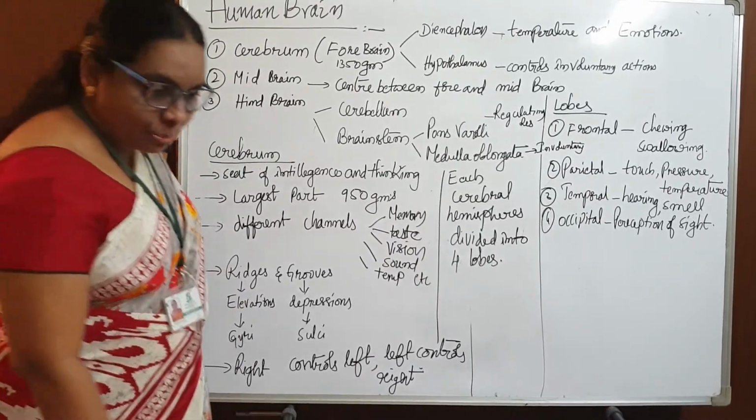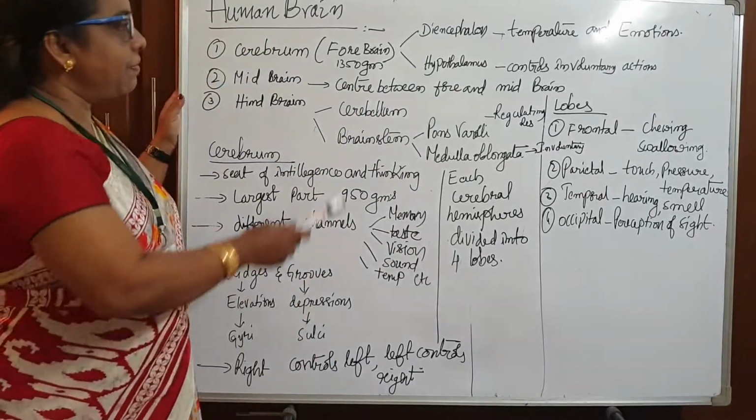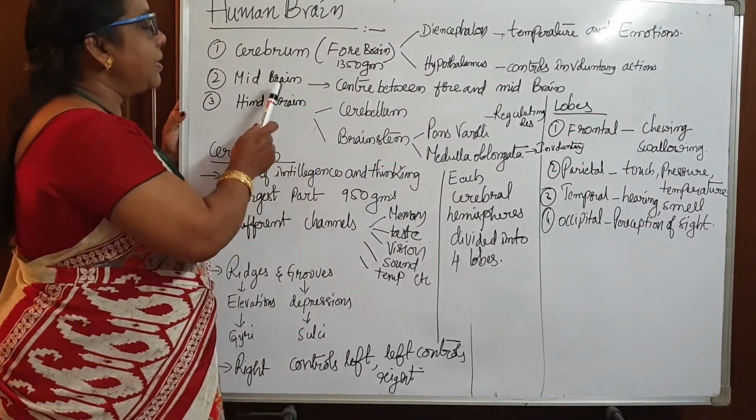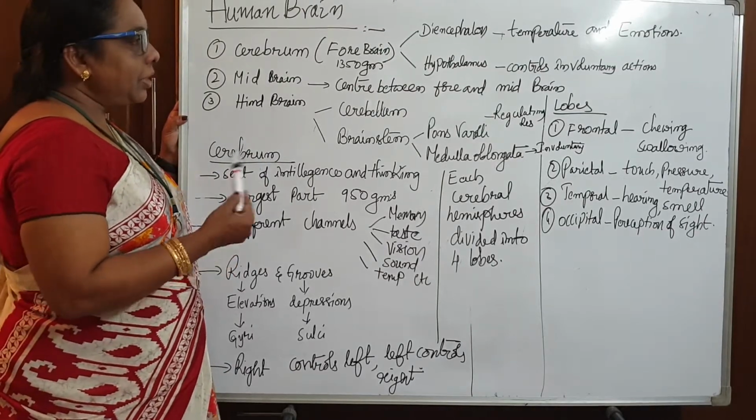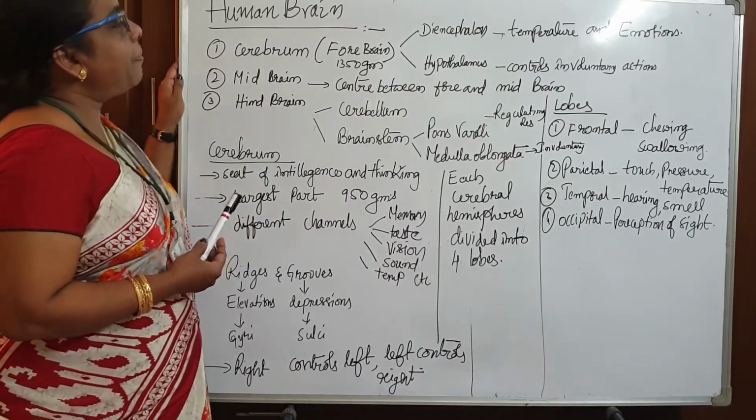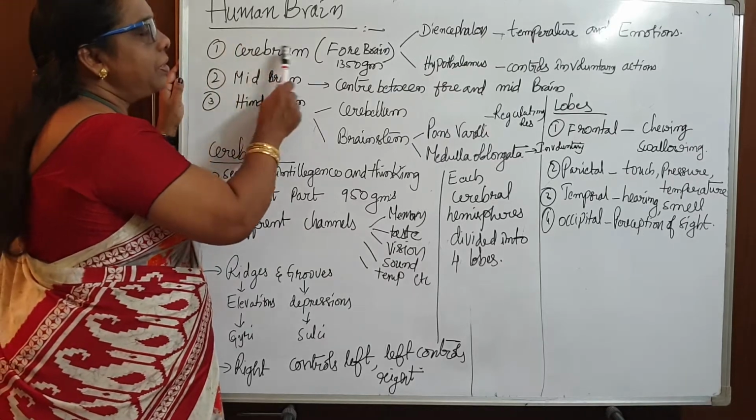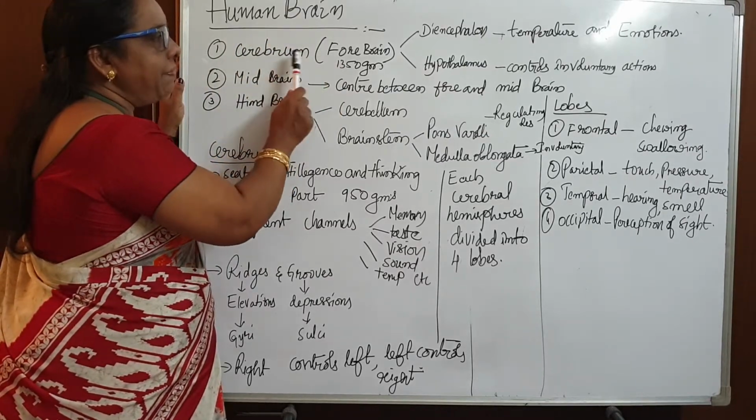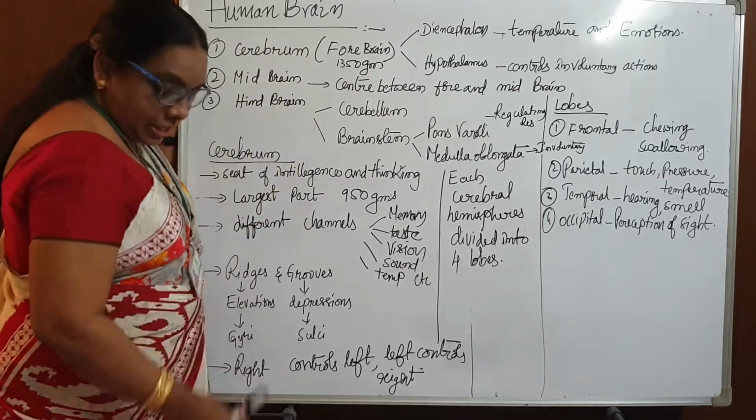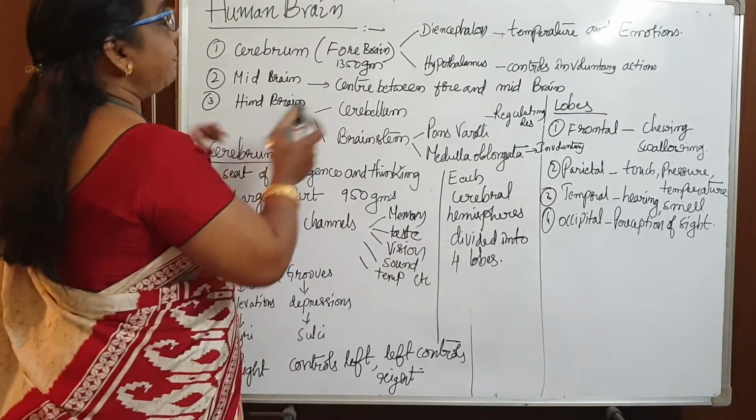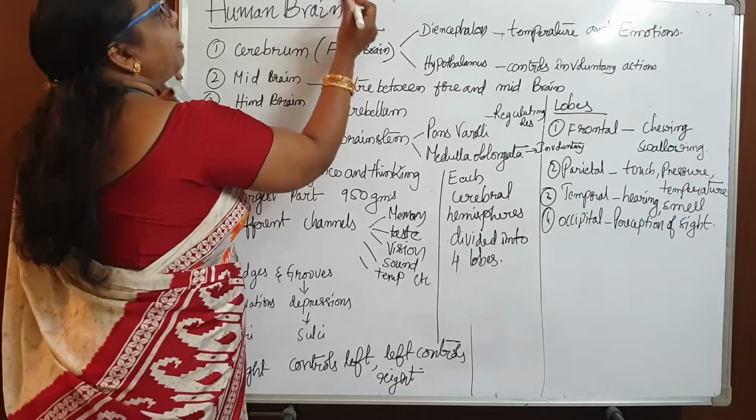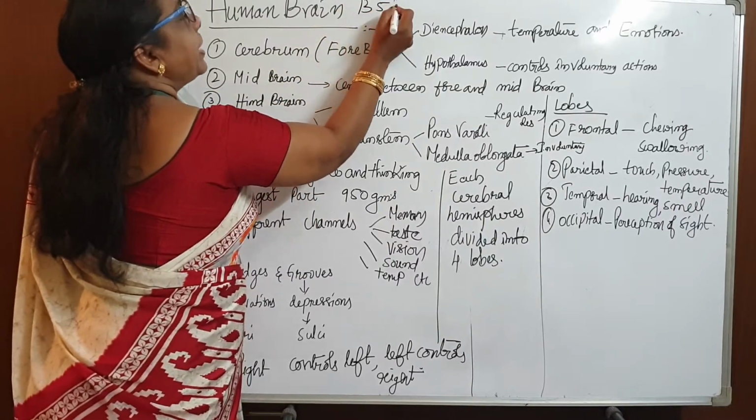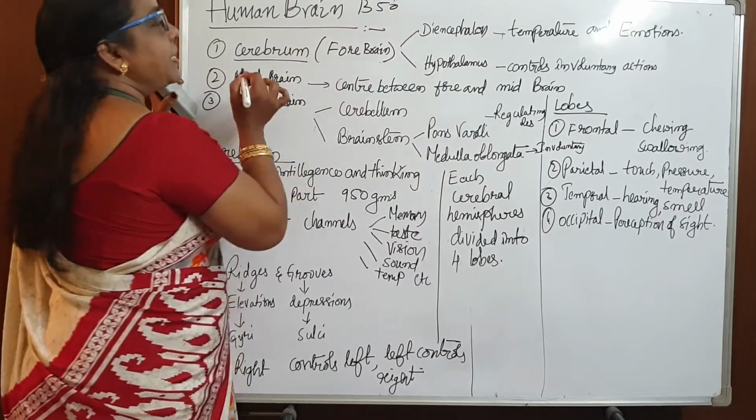What is the first part? The first part is the forebrain, the second is the midbrain, and the third is the hindbrain. The total weight I said is 1350 grams. After that, the first one is the forebrain.